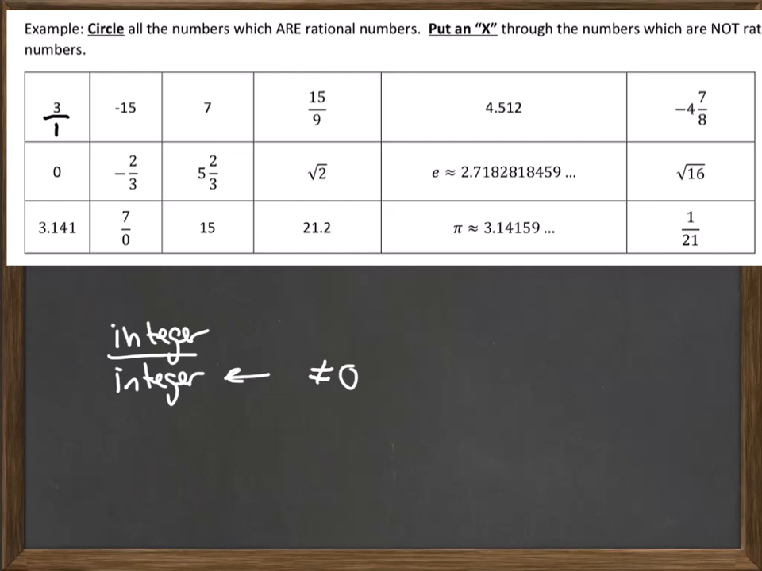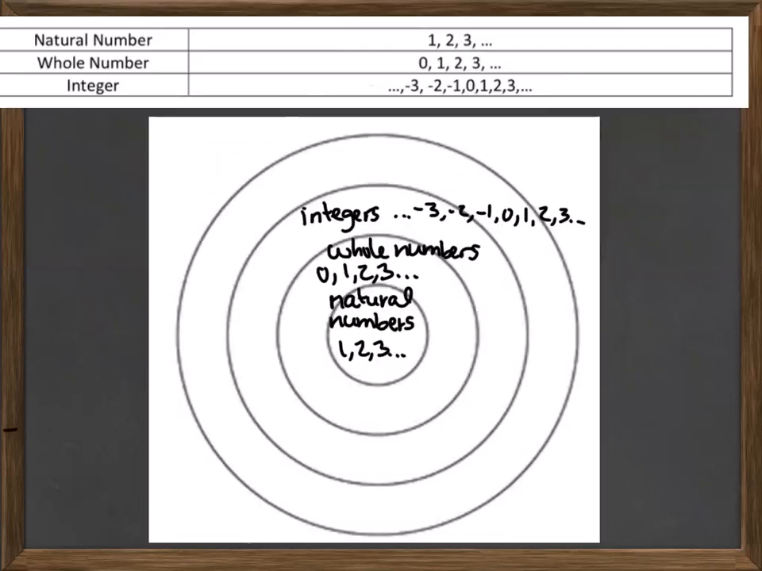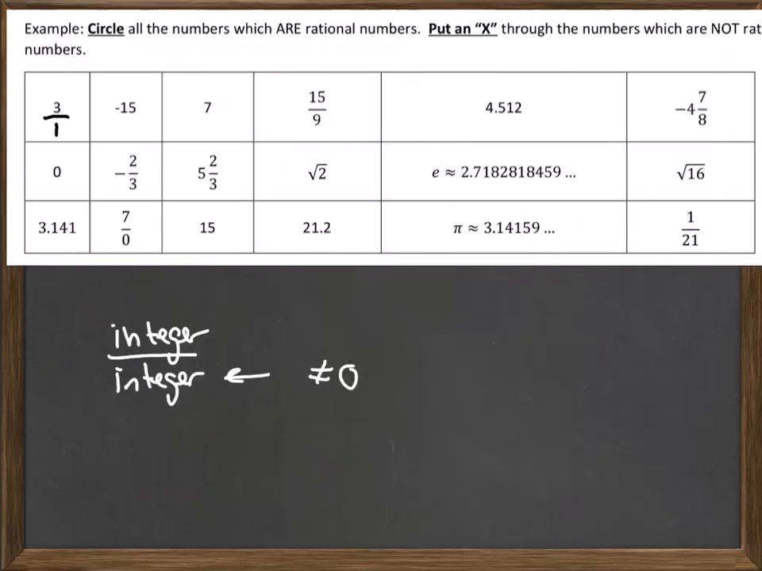Remember also, all integers are, by definition, rational numbers. Remember this image? We have natural numbers, whole numbers, integers, and then on the very outside we have rational numbers. So if you have any integer, negative, positive, or 0, a whole number that's not a fraction or decimal, it's still a rational number. So remember that. We are going to circle 3, or 3 over 1, because it is a rational number.